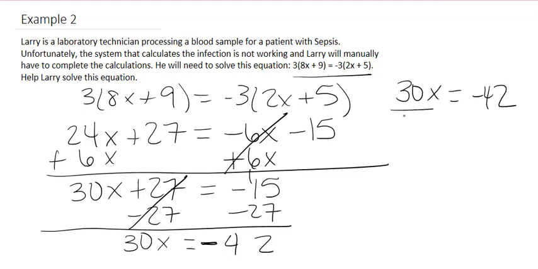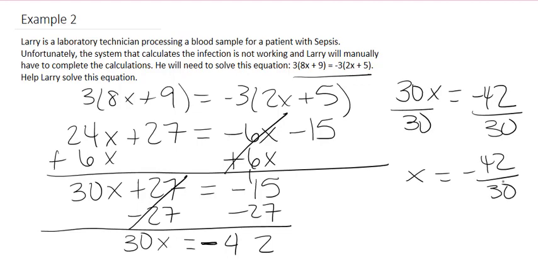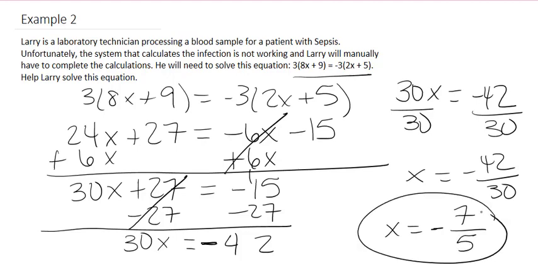So let us divide by 30 on both sides. So now we have x equals negative 42 divided by 30. But we can reduce. And 42 and 30 each has a multiple of 6. So let us just divide by 6. So 42 divided by 6 now becomes negative 7. Now 30 divided by 6 is 5. So this is our solution. So let's do another problem.